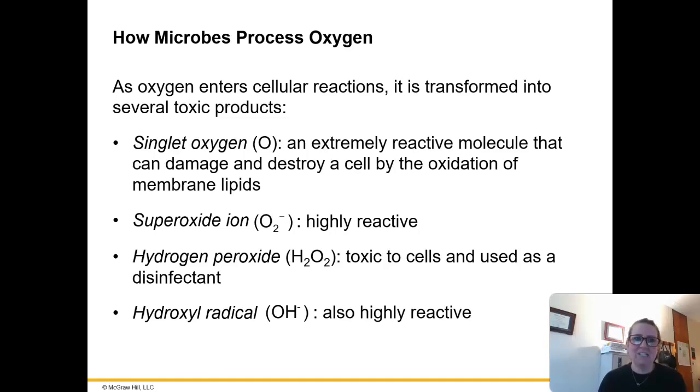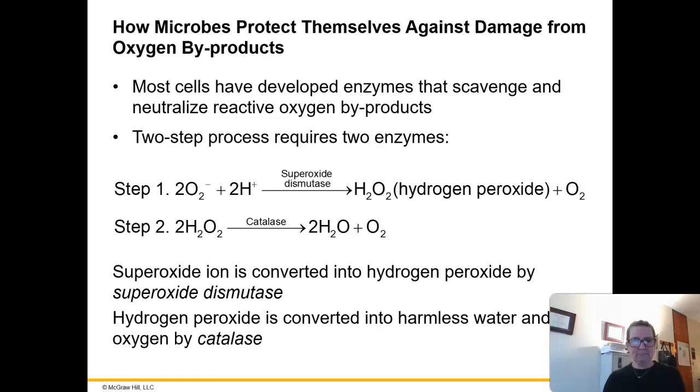All right, so if we have a single oxygen, we call it singlet oxygen. It's an extremely reactive molecule that damages and destroys cells by the oxidation of membrane lipids. So we've got to figure out what to do about that. Then we have the superoxide ion, also highly reactive. We have hydrogen peroxide, which is toxic to cells, and we know that it's toxic to cells because we can use it as a disinfectant. And then we also have the hydroxyl radical. So let's see what we're going to do with these things.